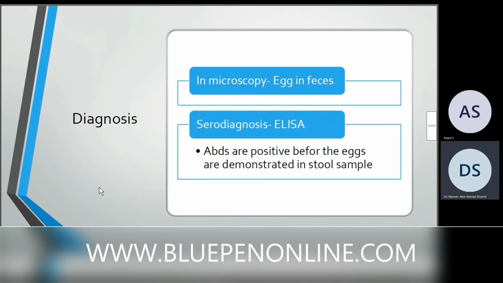The next is diagnosis. In microscopy, eggs are found in the stool sample. The next level of diagnosis we do is serodiagnosis. There is ELISA. Antibodies are positive before the eggs are demonstrated in the stool sample. So this ELISA test is useful because even before the eggs are found in the feces, you can detect the antibodies in the blood.